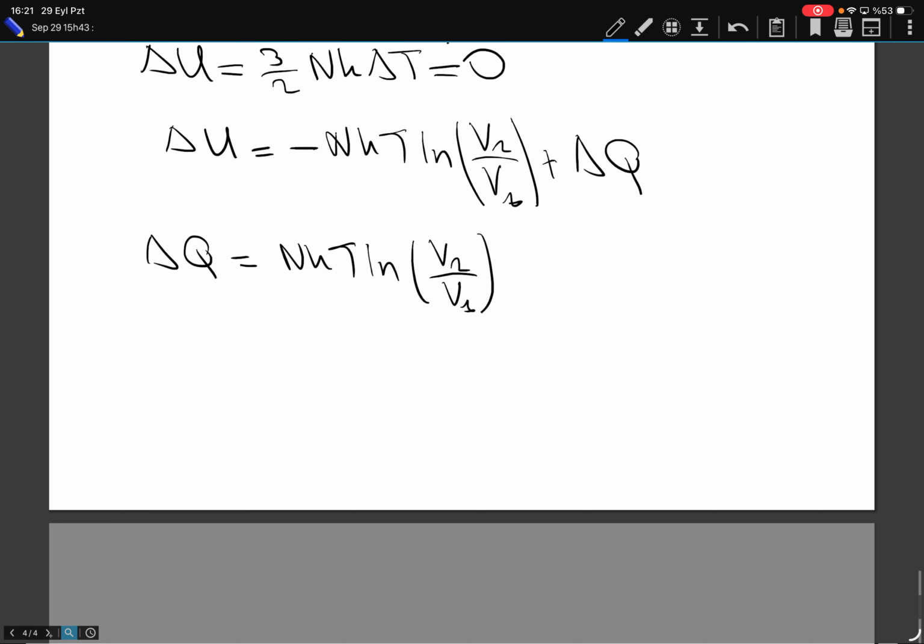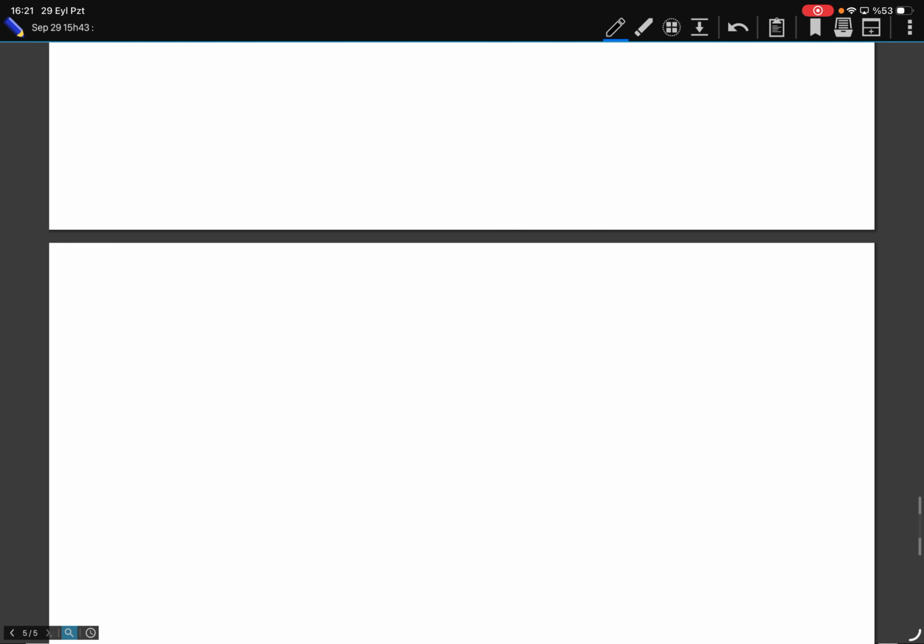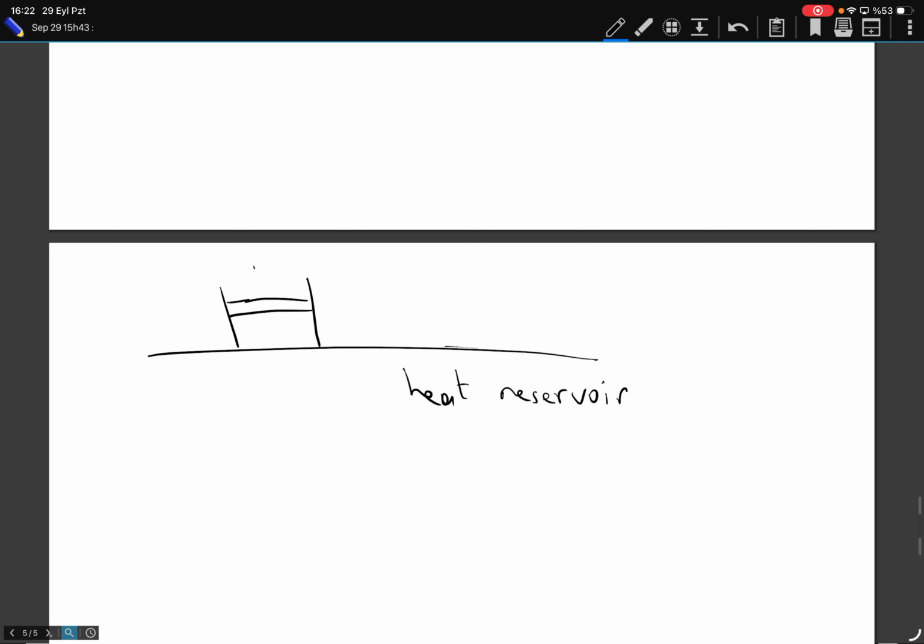Well, in practice, what we do is we just take a large oven or a heater, the so-called heat reservoir, and our piston is in contact with this heat reservoir. As it expands, it takes some amount of heat from the reservoir, and does work in such a way that its internal energy stays constant.